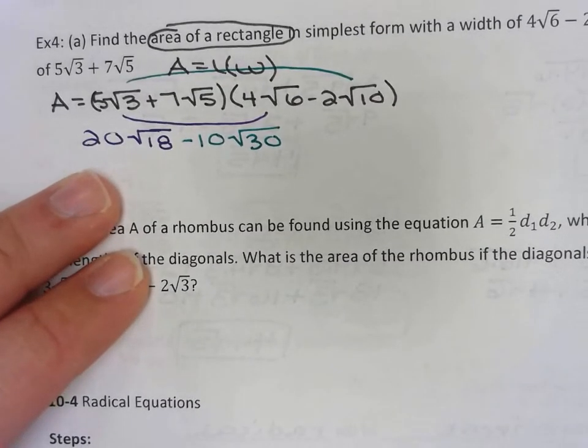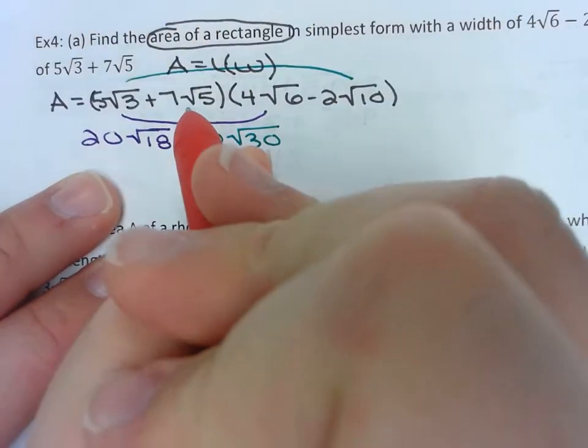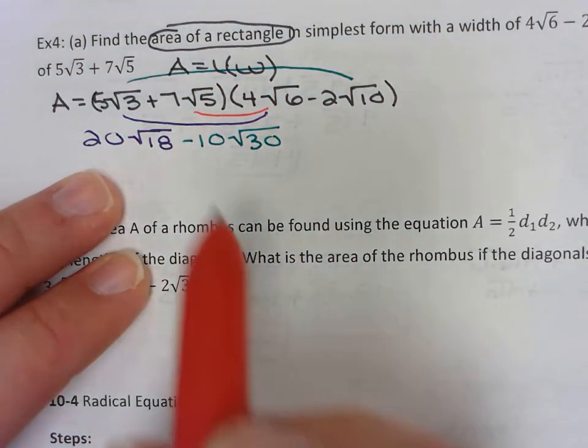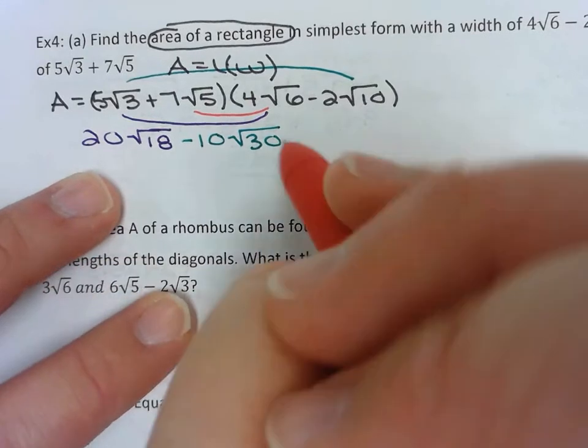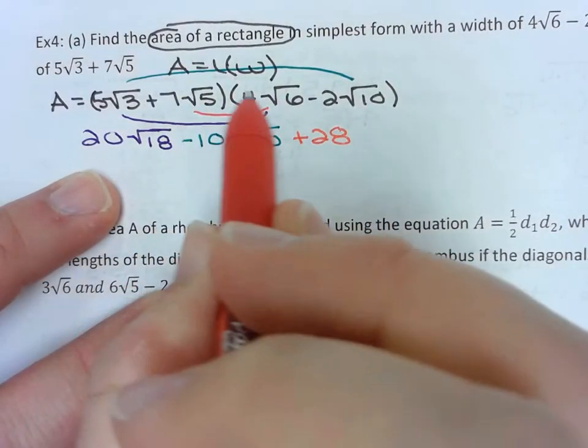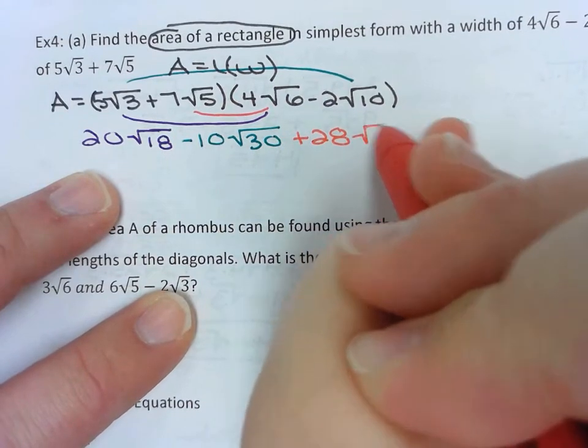Now on the inside, if I look at the inside, 7 square root of 5 times 4 square root of 6. Numbers on the outside. 7 times 4 is 28. And then multiply the numbers on the inside. 5 times 6 is 30. So 28 square root of 30.